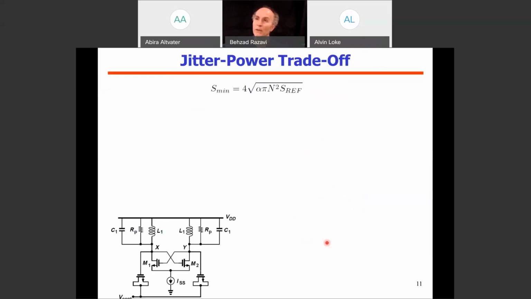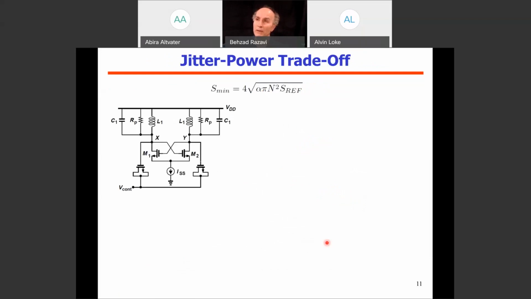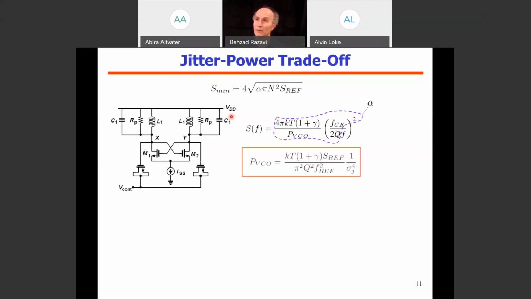Okay, so we go back to our basic oscillator and remember this equation that we derived before. Because we are looking for an expression of the form alpha over F squared, everything in this equation except for F squared becomes alpha. So we just take this and replace it here so that we can find the total minimum integrated jitter at the output of the PLL resulting from the VCO and the reference. And that brings us to this equation.